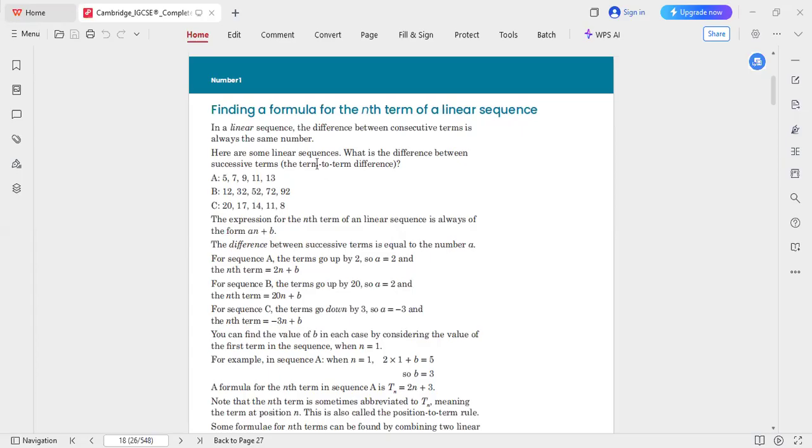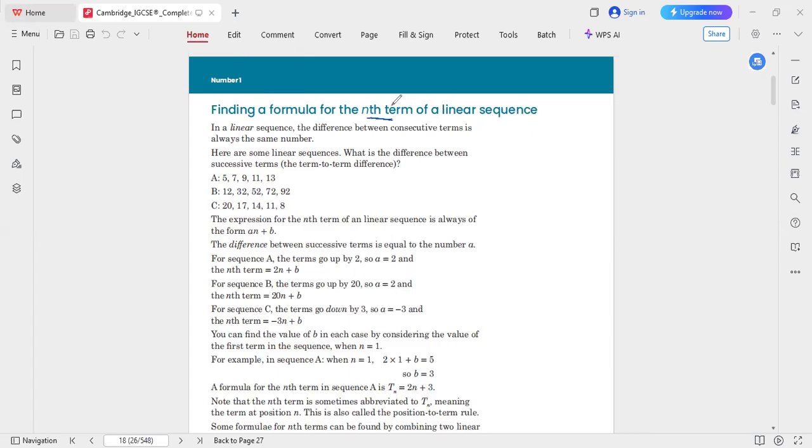In the previous lecture, I discussed how we go about finding the term-to-term rule for linear sequences, as well as finding the next terms of a sequence. But here we are going to deal with the nth term of linear sequences.